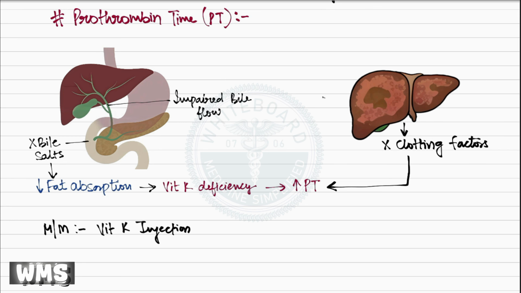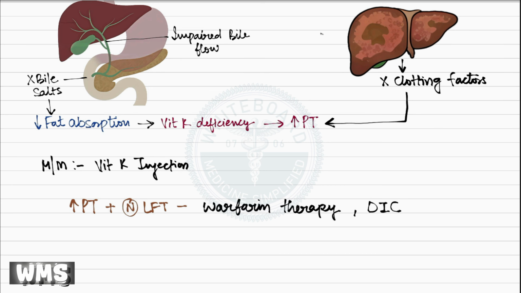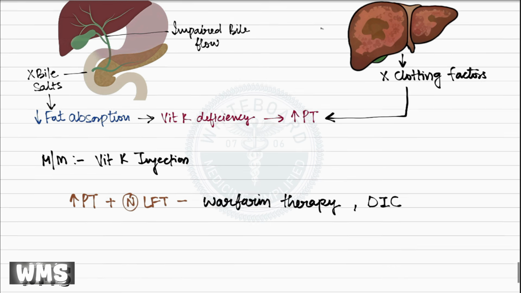So this simple distinction, whether PT corrects with vitamin K or not, helps us differentiate between a problem of vitamin K deficiency due to cholestasis and true impairment of liver synthetic function. Additionally, if PT is prolonged in the presence of otherwise normal liver function, other causes such as warfarin therapy or disseminated intravascular coagulation should be considered. So together, albumin and PT give us a clearer idea of the liver's true functional capacity.